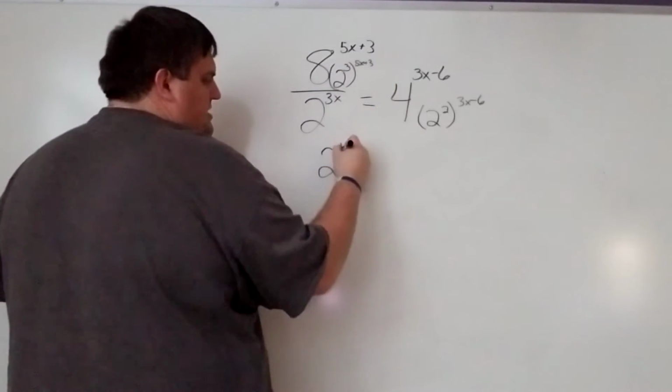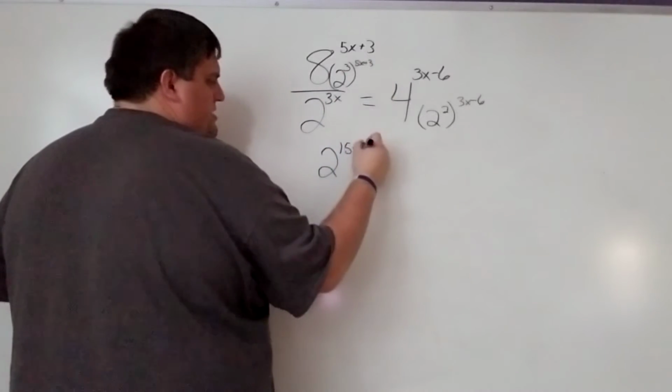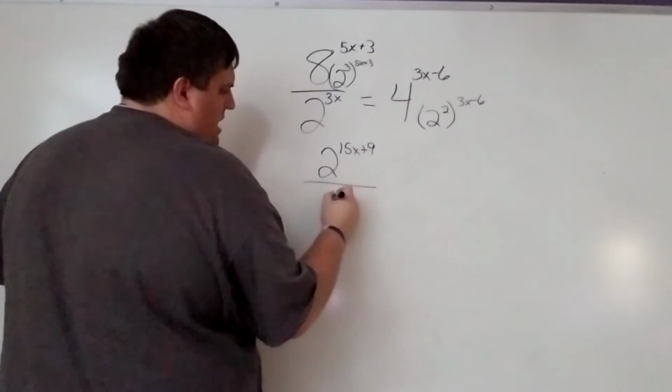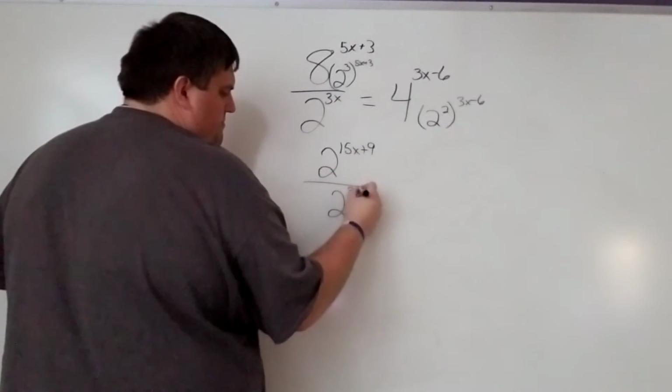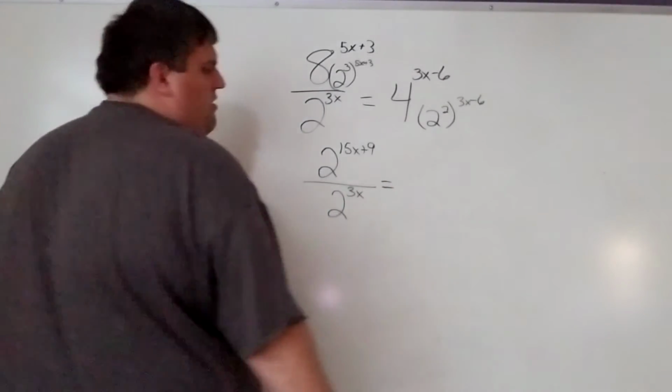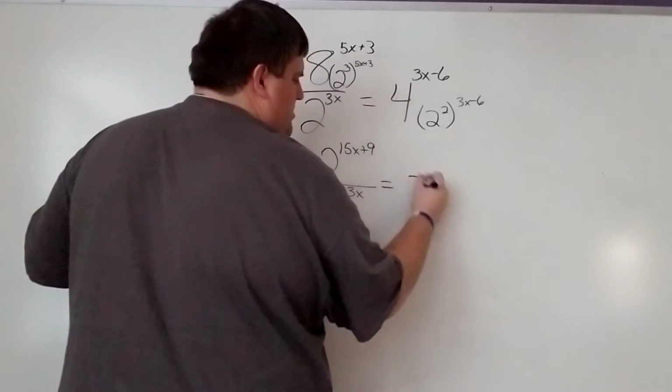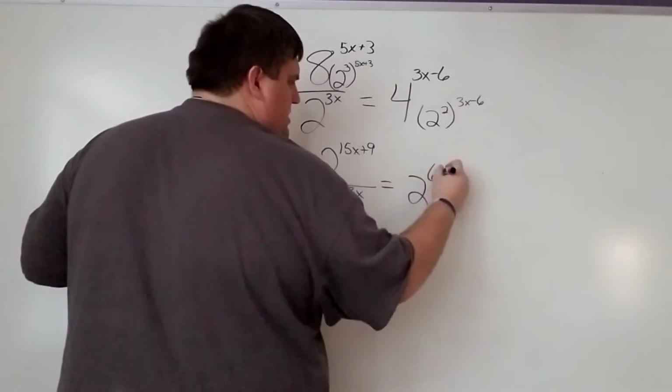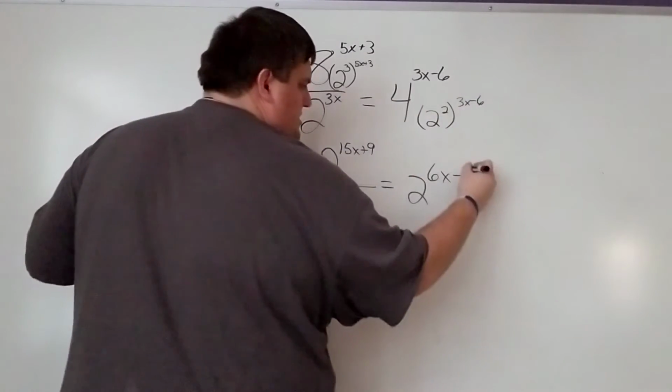3 times 5x is 15x. 3 times 3 is 9. The bottom's going to stay the same. And then over here, 2 times 3 is 6x. 2 times negative 6, negative 12.